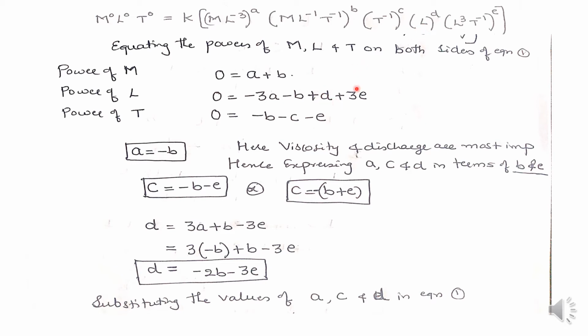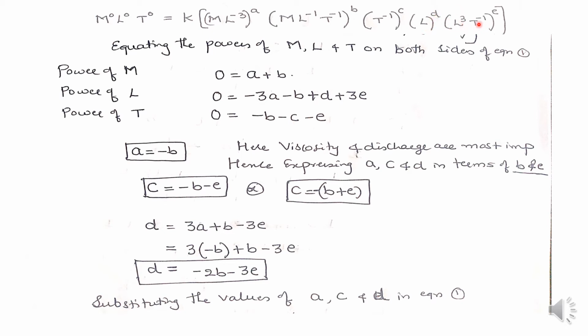Next we write the power of T. On the left hand side, the power of T is 0. The density term has no T term. The viscosity term has T to the power minus b, and the angular velocity term has minus c. We add all the powers: minus b minus c. The diameter term has no T term, and in the discharge term, T term is there, minus e. Here there are a total of 5 unknowns, that is a, b, c, d and e.